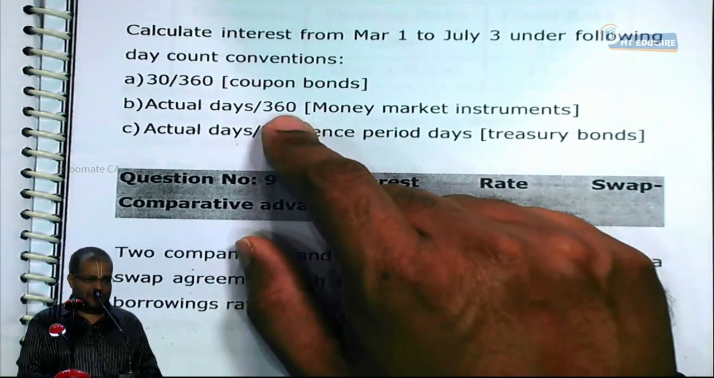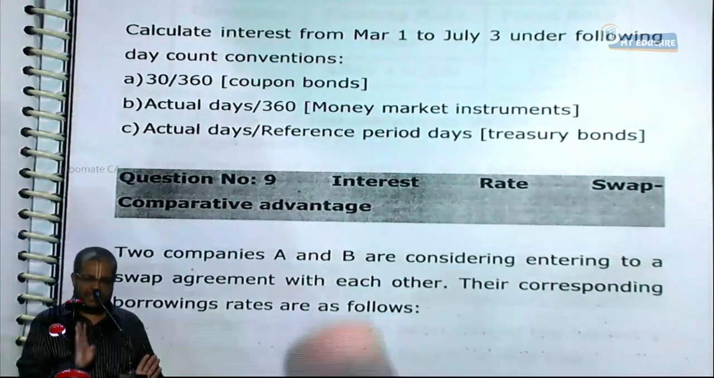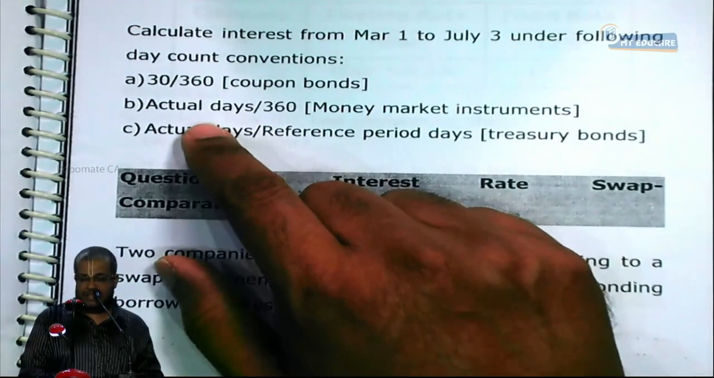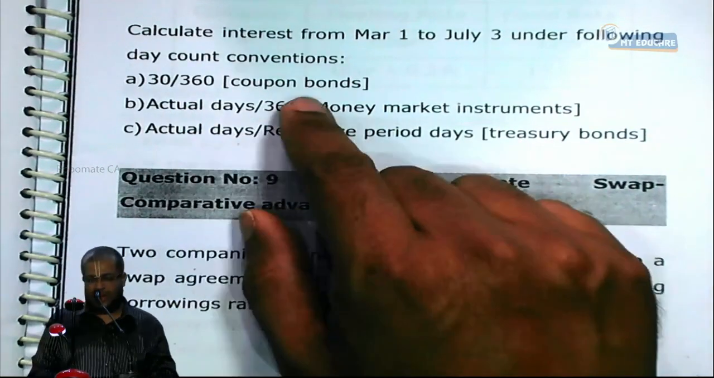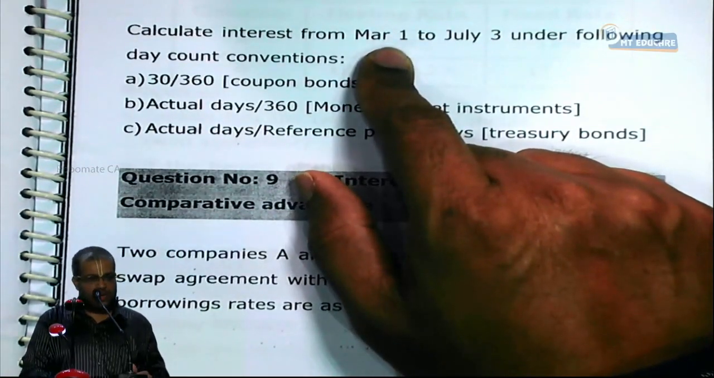Next, second convention, what is this? Actual days by 360. Here the denominator is 360. So every half year takes us how many days here? 180. That's not an issue. But here the numerator is what days? Actual days. March, how many days? 31. April, how many days? 30. What is the total here?